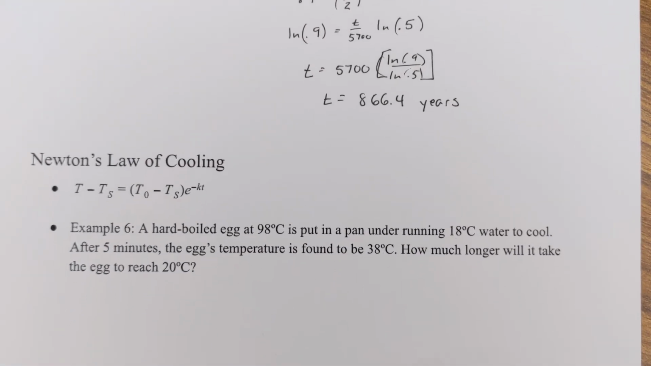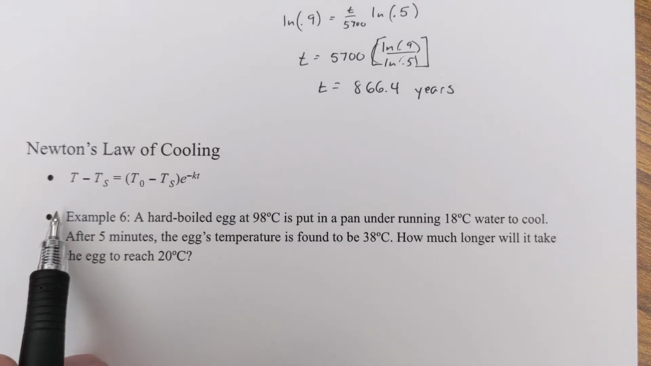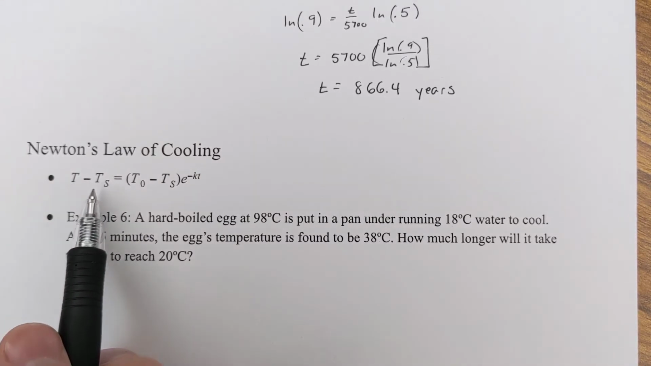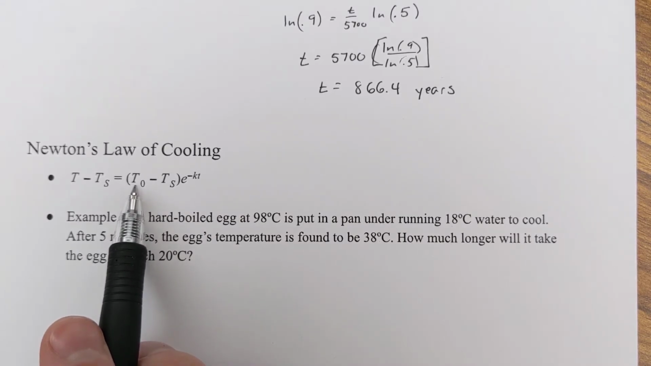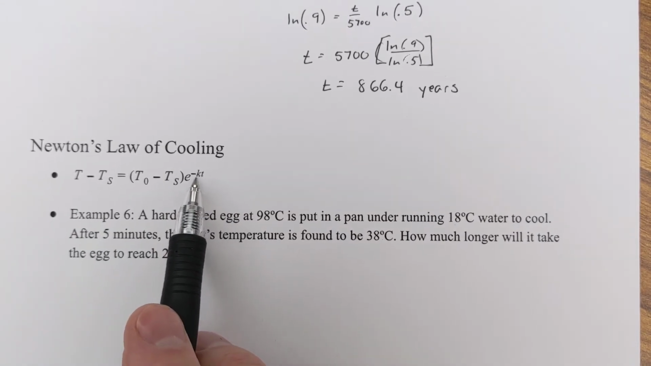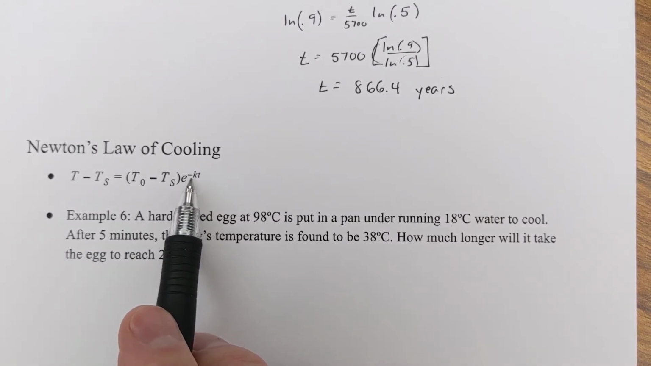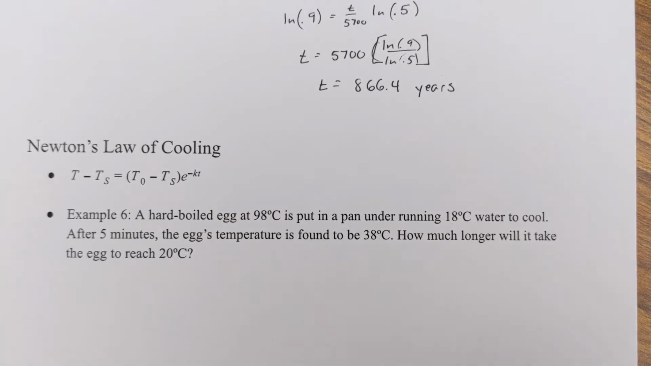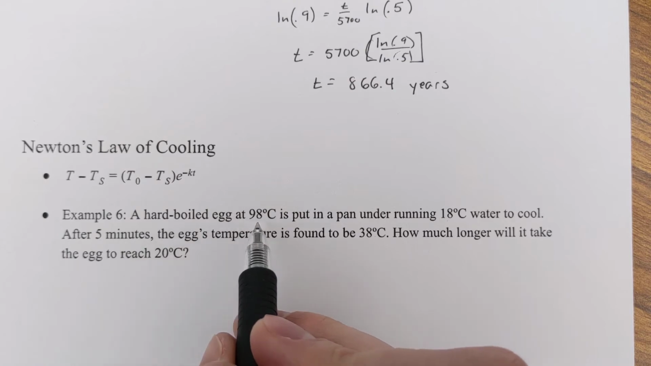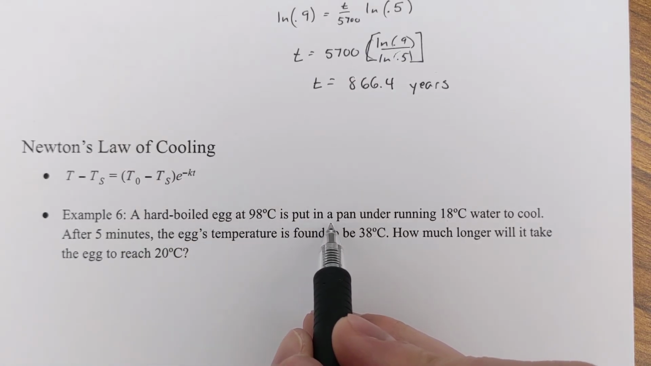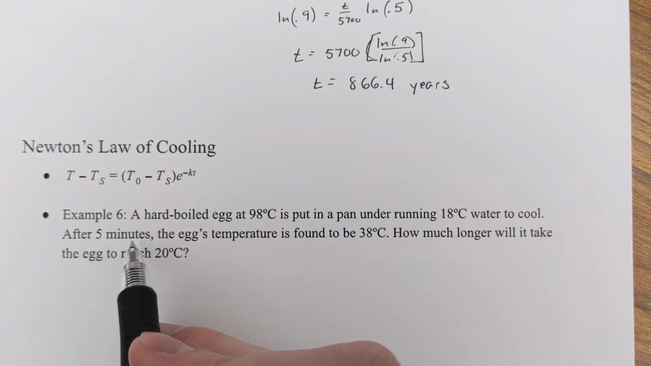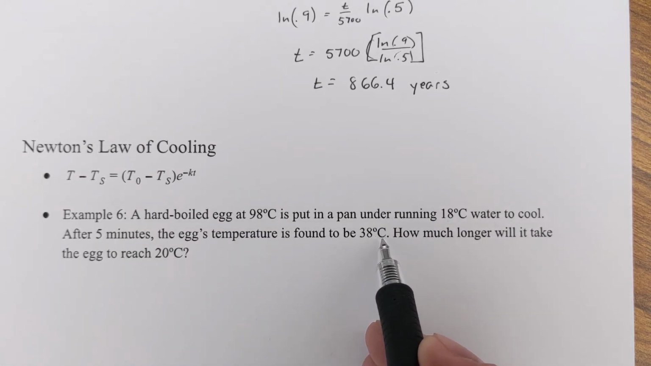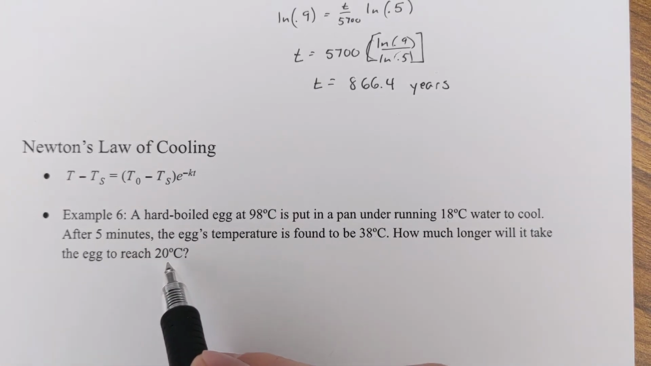All right, so this formula here is Newton's law of cooling. So T is the temperature of the object, S is the temperature of the surroundings, T0 is the temperature the object starts at, K is some constant depending on the object, we'll probably have to find it, and t is the time. So here it says a hard-boiled egg at 98 degrees Celsius is put in a pan under running water at 18 degrees Celsius to cool. After 5 minutes, the egg's temperature is found to be 38 degrees Celsius. How much longer will it take to reach 20 degrees?